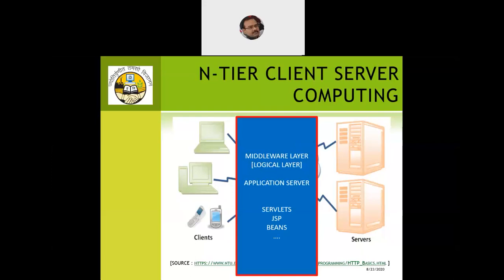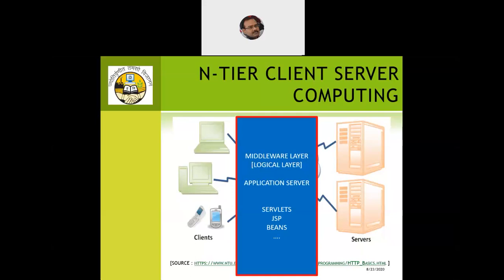So in the middleware, now this middleware is a logical layer. My client is a physical entity, the server is a physical entity, but between the two I have an additional layer, a logical layer called the middleware or the middle layer. That is a shift or a migration from two-tier client server computing to n-tier client server computing, where many of the technologies like servlets, JSPs, and beans, instead of being hosted on the web server, we take from there and put onto the additional layer called the middleware or middle layer.